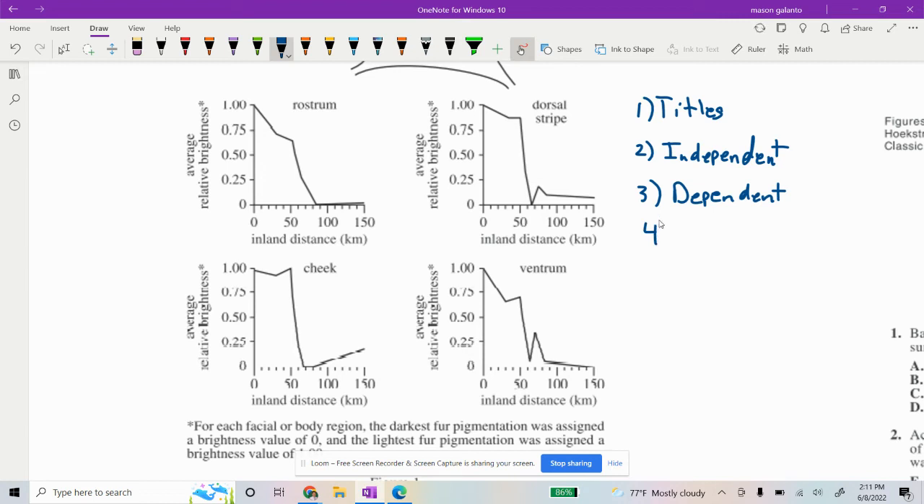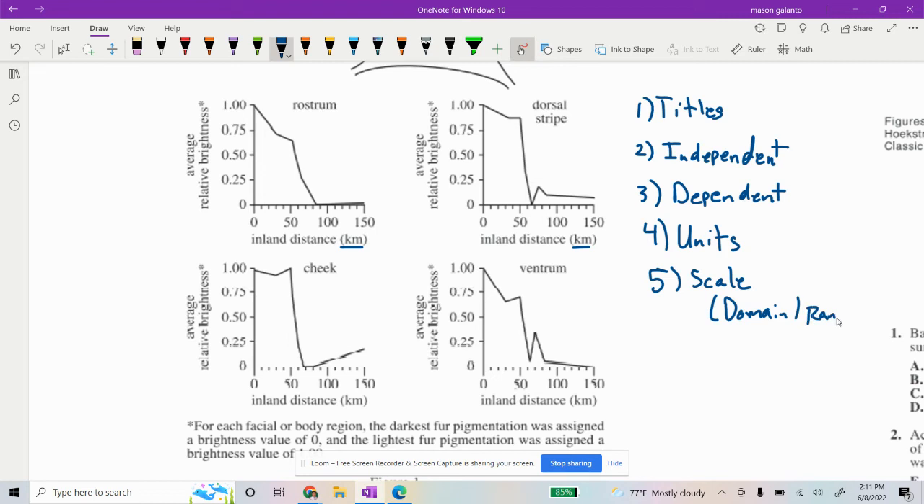The fourth thing I look at, which I kind of do as I go through each axis, is units. I already mentioned that we're measuring inland distance in kilometers. Average relative brightness doesn't really have a unit, but I know that it grows from 0 to 1 by 0.25s. The next thing I look at is what we call scale. Another idea of this is domain versus range.